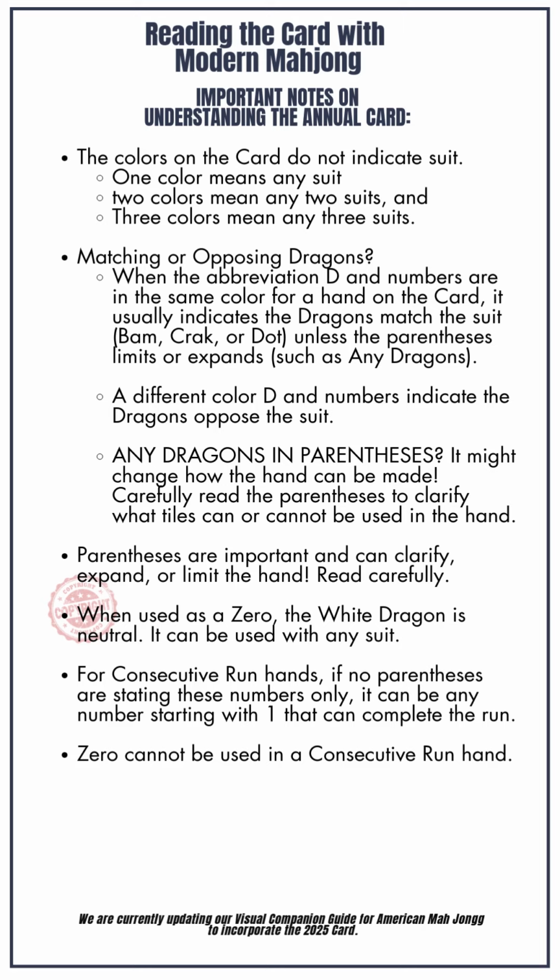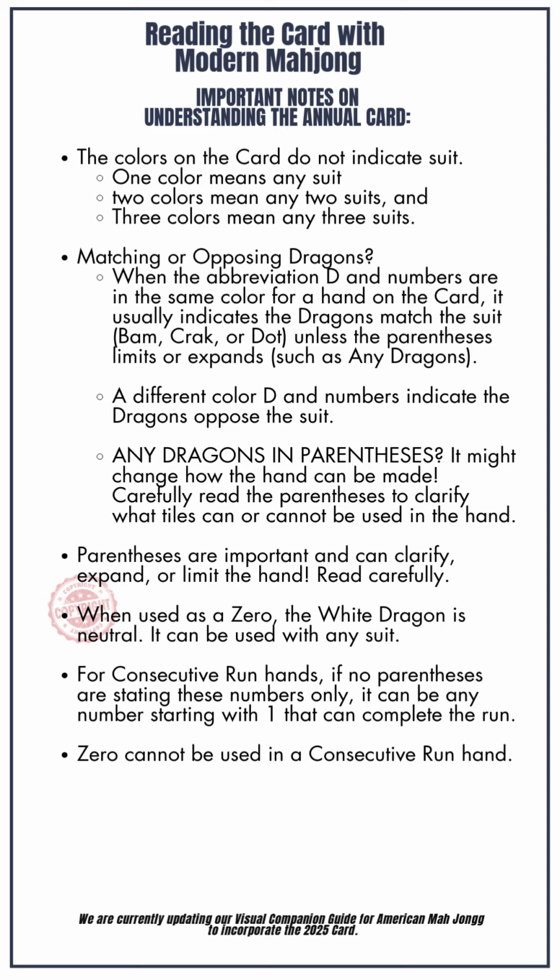If a number is written in one color and the dragon opposes it, it's telling you, unless it says otherwise in the parentheses, that the dragon has to oppose the suit. So it's really important to notice what color the dragon is and if it says any dragon in the parentheses, because that's given a lot of players pause on some of the hands this year, such as in the Winds and Dragons number 2, it's a pair of flowers, a run 1, 2, 3, any consecutive numbers, and then it's a pair of dragons, a pung, which is 3, and a kong, which is 4.